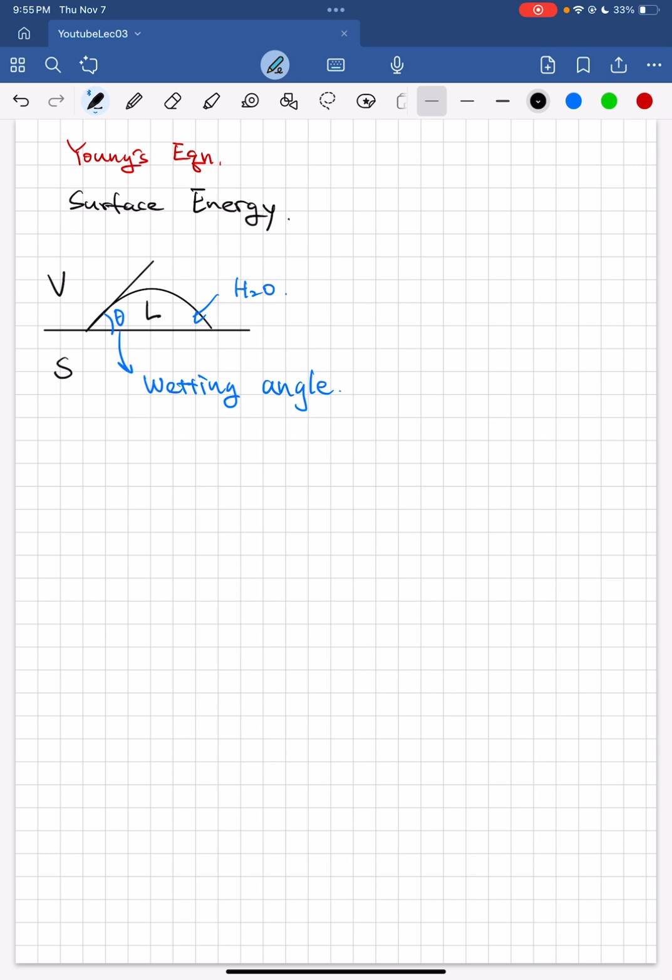In this scenario, we can treat surface energy as a kind of force. By force, I mean vector. Obviously, energy divided by area should be a scalar term, but we are going to treat it as a vector to calculate it. So this vector is gamma VL, the surface energy caused by the vapor and liquid interface.